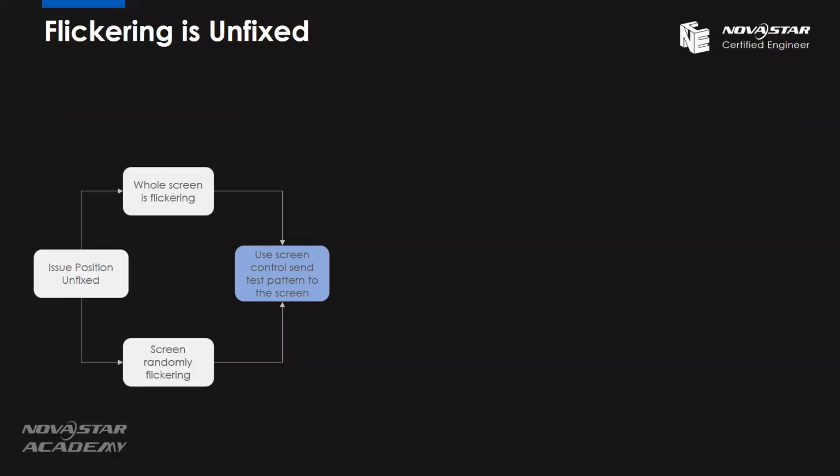Because, if you remember, I mentioned that with the screen control, the image signal comes from the receiving card directly. So now if I have an LED screen flickering behind me, and I send a pure color from the screen control, like pure white, and the screen is now not flickering, what does it mean? It means the signal from the receiving card is correct. So it's nothing to do with the receiving card, and we need to check other factors. So with the screen control, we can locate the issue on the receiving card side, on the screen side, or on the other side.